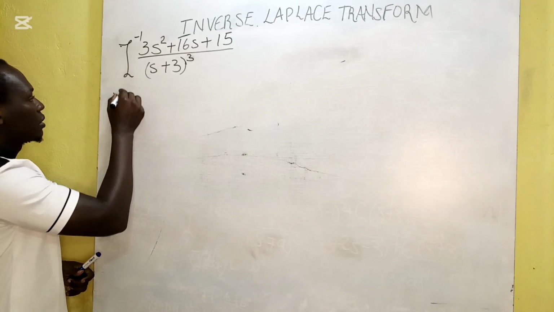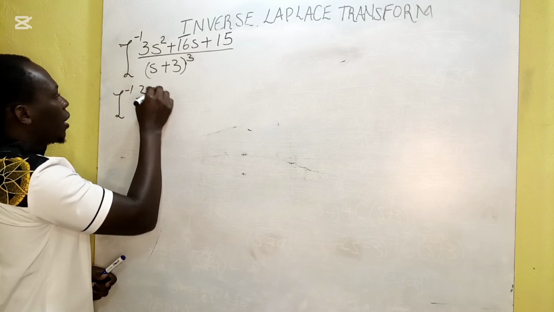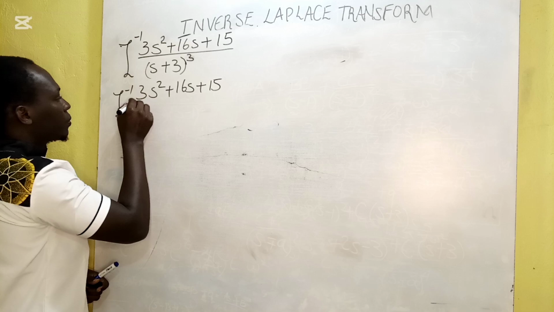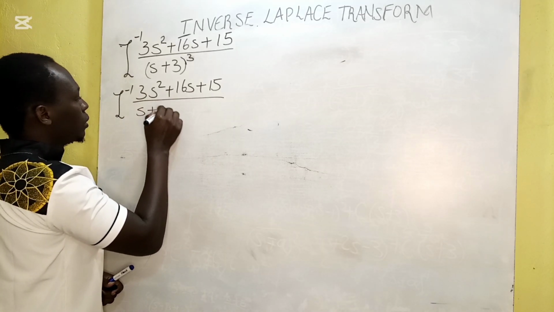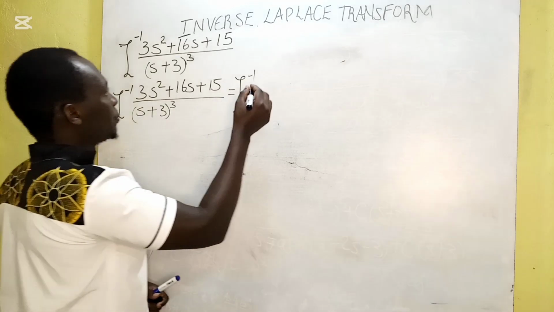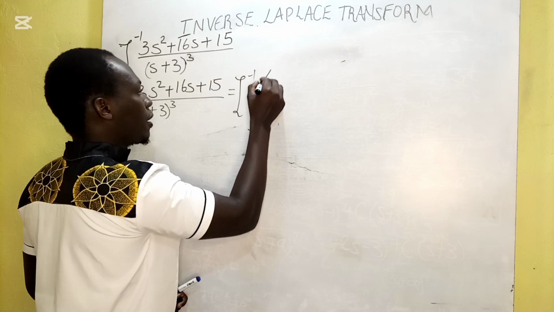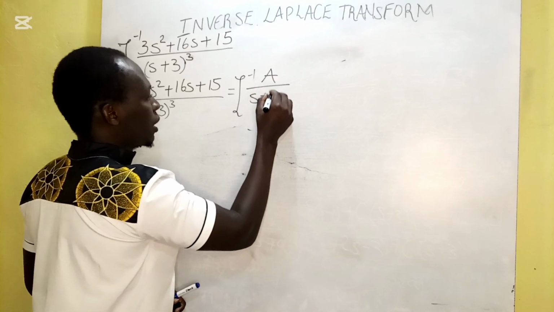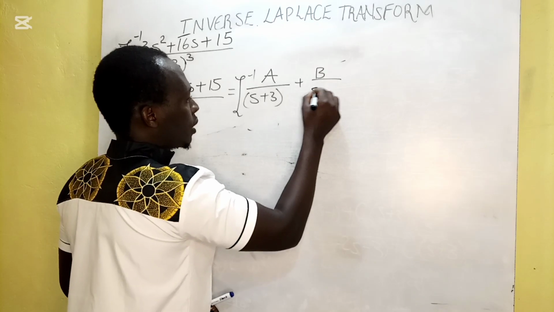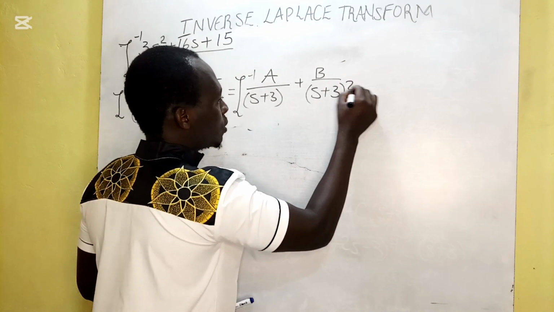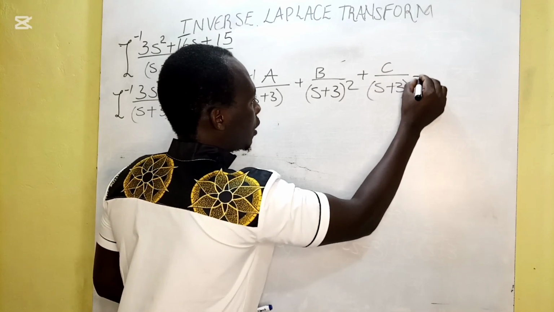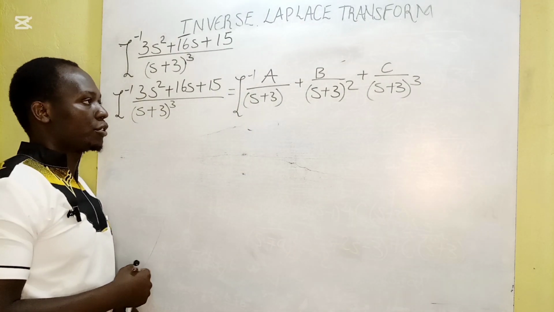We understand that the inverse Laplace transform of (3s^2 + 16s + 15) over (s + 3)^3 is equal to the inverse Laplace transform of A over (s + 3), plus B over (s + 3) squared, plus C over (s + 3) raised to a power of 3. Those are the partial fractions that we are going to have.